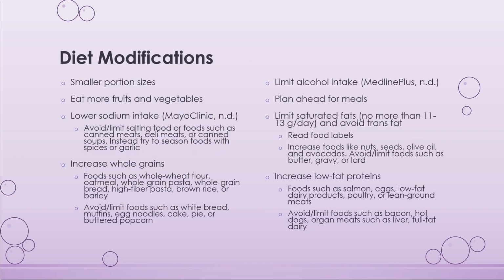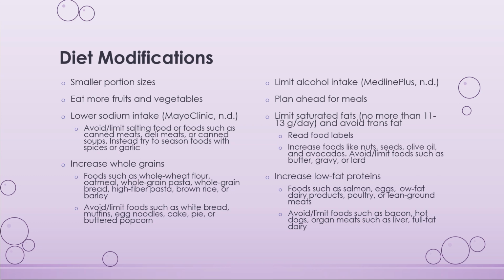Some diet modifications. So these include smaller portion sizes, increasing fruit and vegetable uptake, so eating more fruits and veggies every day. Lowering sodium intake. Some ways that you can do this would be to avoid or limit salting food and instead try and season foods with spices such as cumin, turmeric, garlic. Limit foods such as canned meats, deli meats, canned soups. Fast food is high in sodium or salt. Sauces, like barbecue sauce, honey mustard, ranch, stuff like that. Those are high in salt as well, so you'll want to try and avoid those.